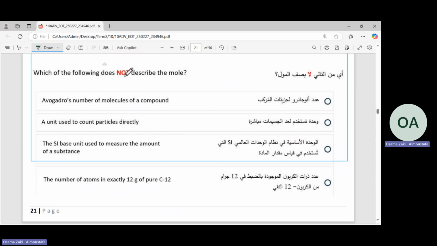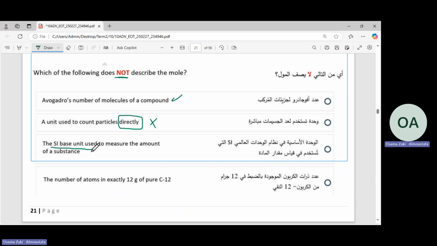Which of the following does not describe the mole? Okay, the mole. They said here Avogadro number of molecules of a compound. Okay, so this is the definition of the mole, but we are looking for the incorrect. A unit used to count particles directly. No, not directly. This is not correct.